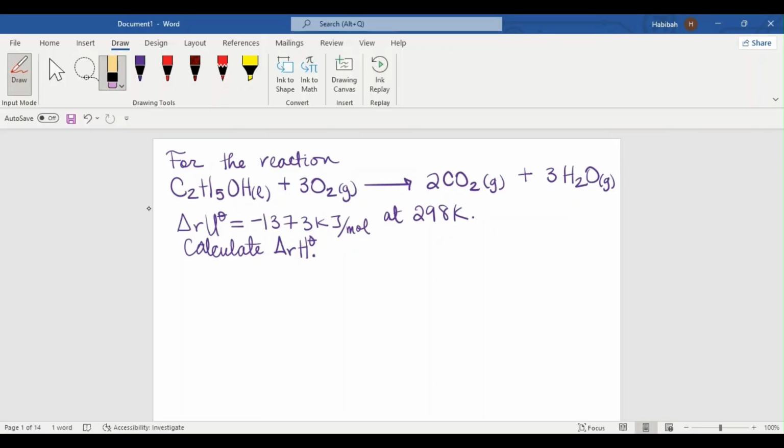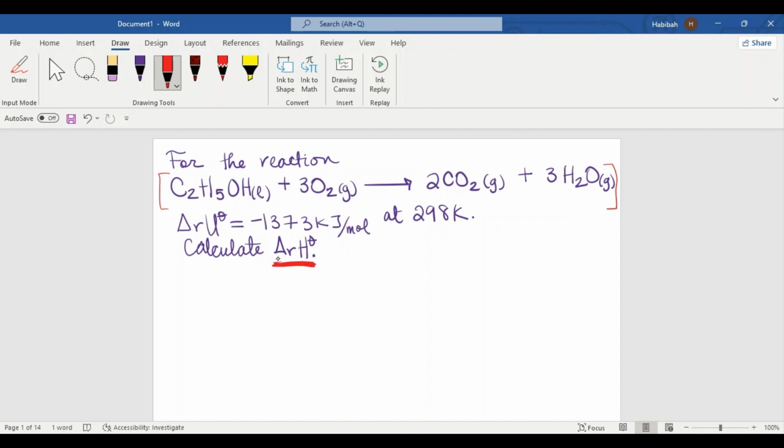So today we're going to be working on the question on the screen. First, we're given an equation where ethanol reacts with oxygen to give us carbon dioxide and water. This particular reaction is called a combustion reaction. And we're given the change in internal energy of the reaction to be negative 1373 kilojoule per mole at 298 kelvins. And we're asked to solve for the change in enthalpy for the reaction.